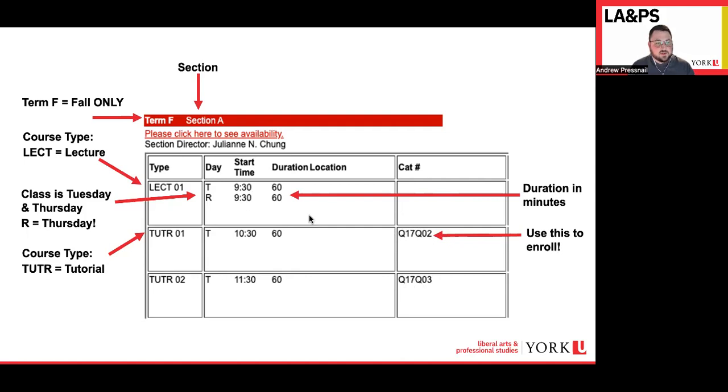So this course requires 3 hours of class time per week. 1 hour in a lecture on Tuesday, 1 hour in a lecture on Thursday, and 1 hour in a tutorial on Tuesday, either at 10:30 or at 11:30 in the morning.